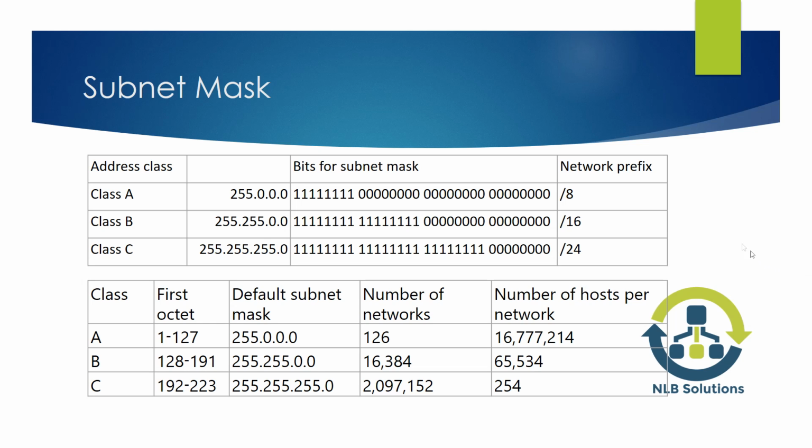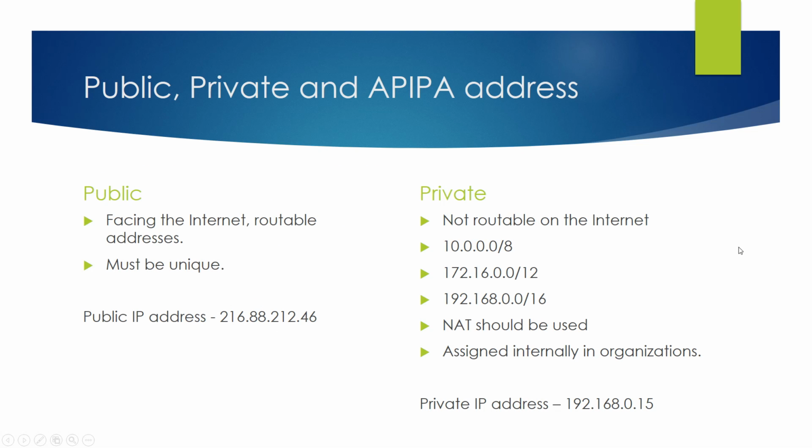So on the next slide, I want to speak about public, private, and APIPA addresses. So what are public addresses in general? They are facing the internet, are routable addresses, and must be unique. And this is an example of a public IP address which is routable on the internet and can be accessed around the world.